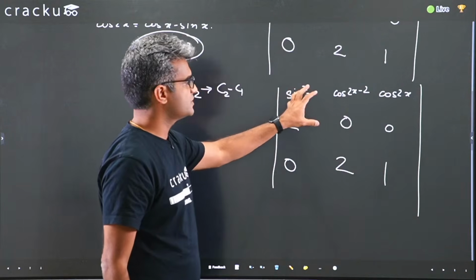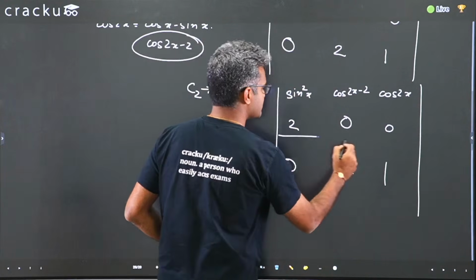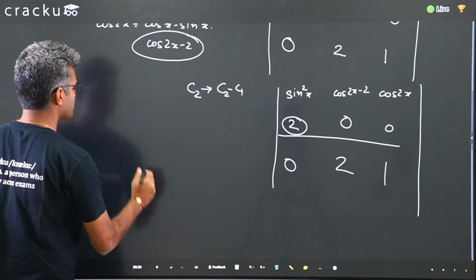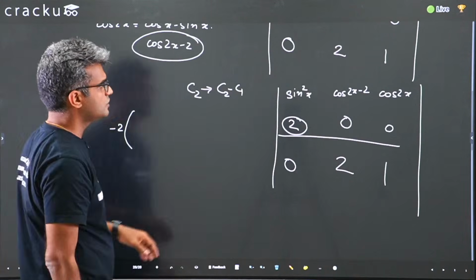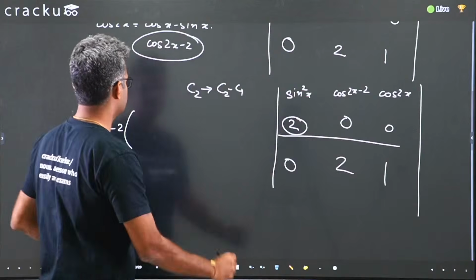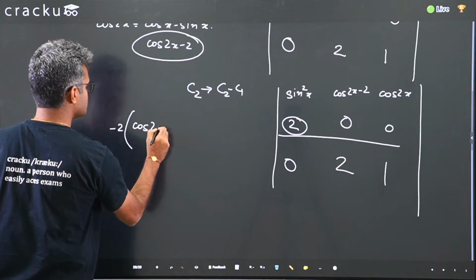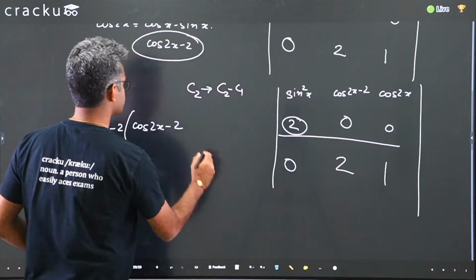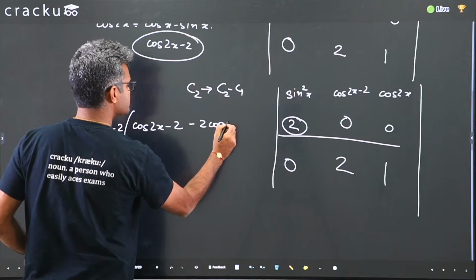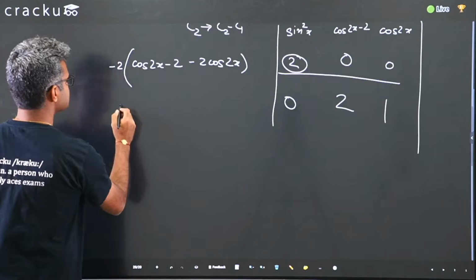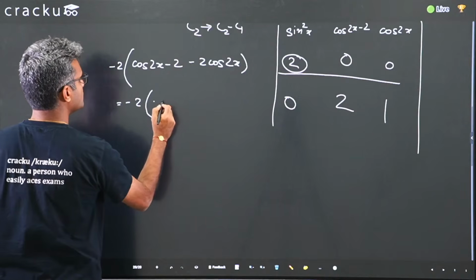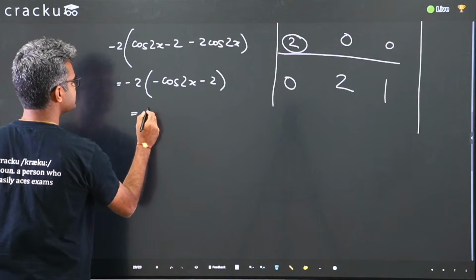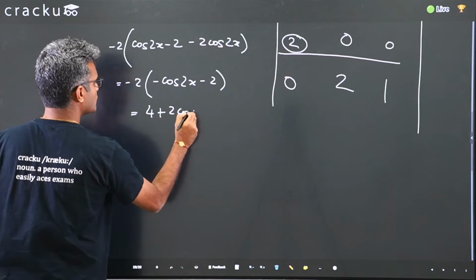So now if you are looking at to calculate the determinant, let us look at the second row. There are two zeros in it. So we have to just look at this particular term. So the determinant will be minus 2 into cos 2x minus 2 into 1, which is cos 2x minus 2, minus of cos 2x into 2. So this is minus 2 cos 2x. This is minus 2 into minus cos 2x minus 2. When you are simplifying it, this is simply equal to 4 plus 2 cos 2x.